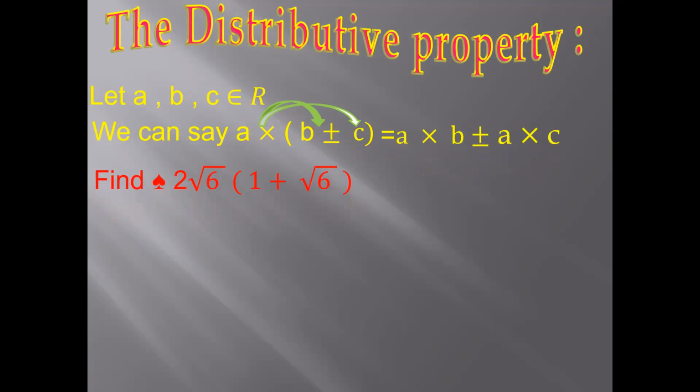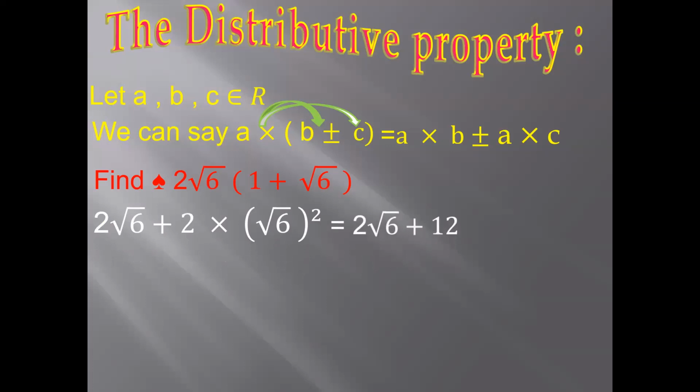2 root 6 times 1 equals 2 root 6. I must multiply 2 root 6 times 1 and 2 root 6 times root 6. 2 root 6 times 1 equals 2 root 6, plus 2 root 6 times root 6 equals 2 times 6 equals 12. So the answer will be 2 root 6 plus 12. This is the answer.